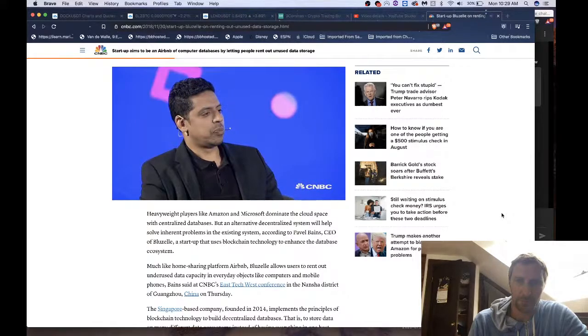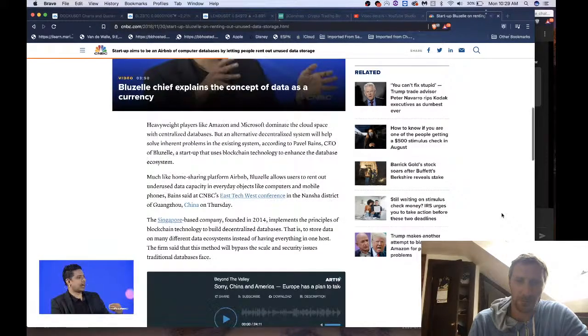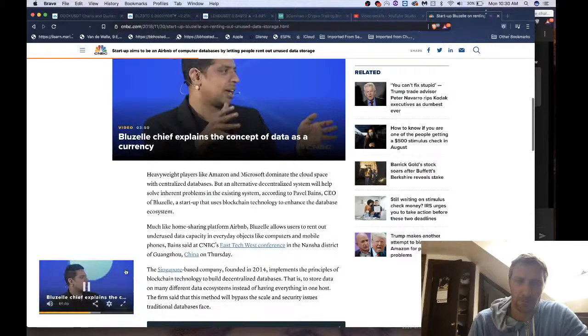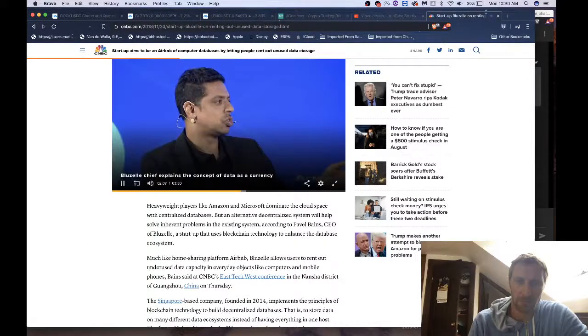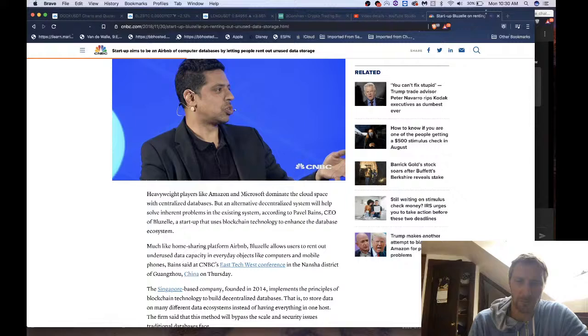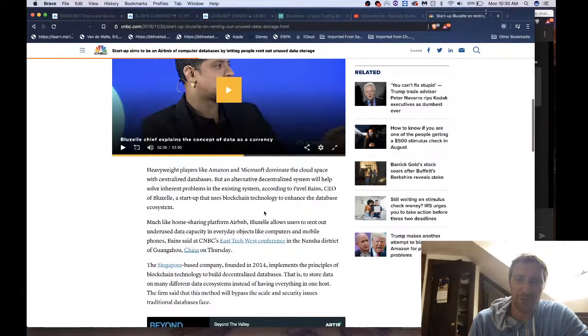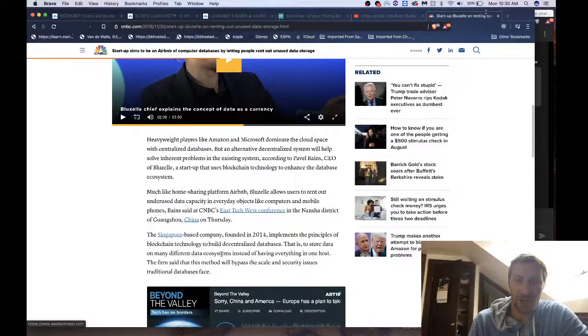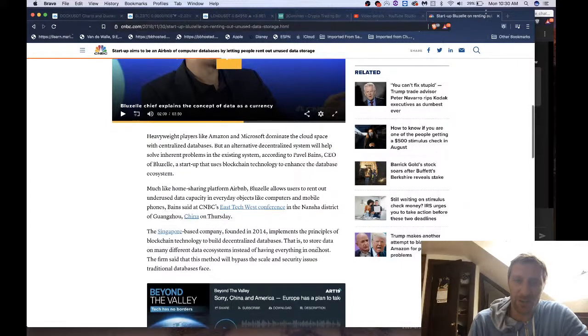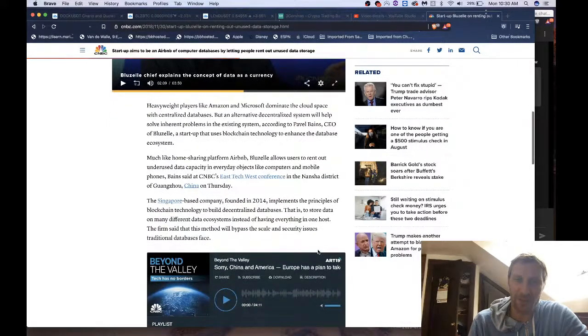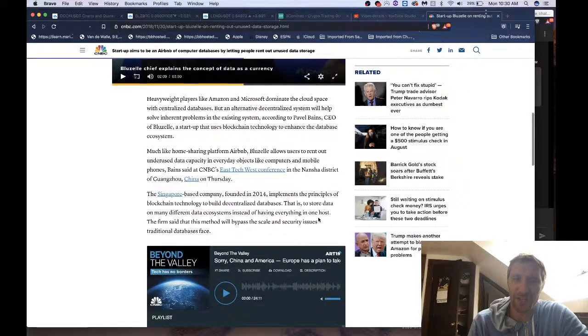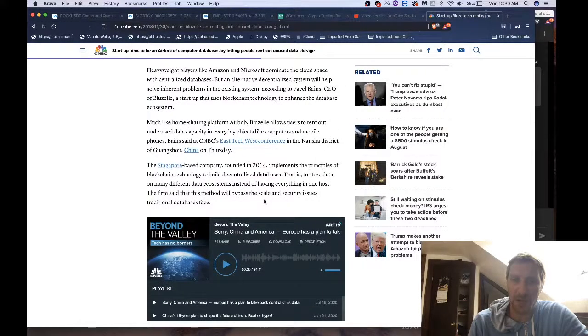Yep. So going into that, our goal is that you can build services on top of that, such as a data wallet, which gives you, the user and consumer, control. This is a Singapore-based company founded in 2014, which implements the principles of blockchain technology to build decentralized databases. This is to store data on many different data ecosystems instead of having everything in one host. The firm said that the method will bypass the scale and security issues of traditional databases.